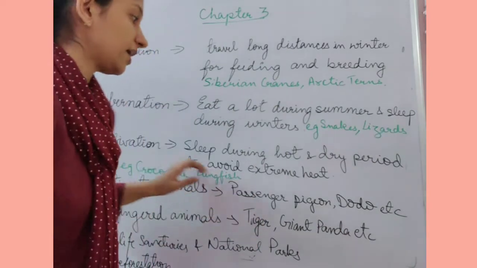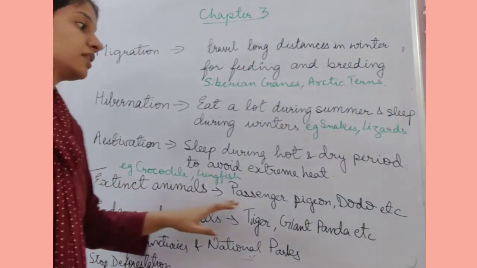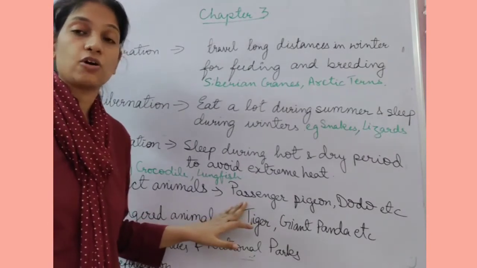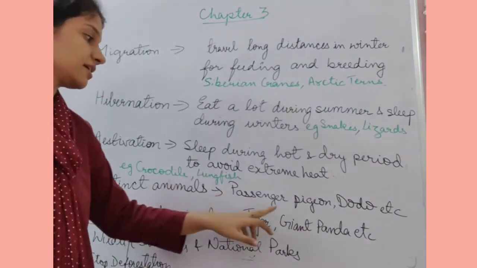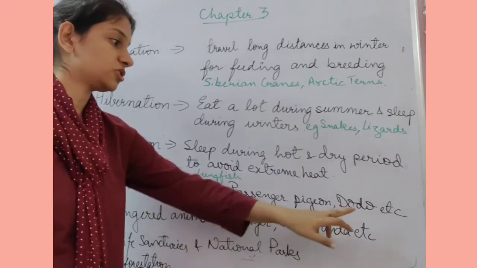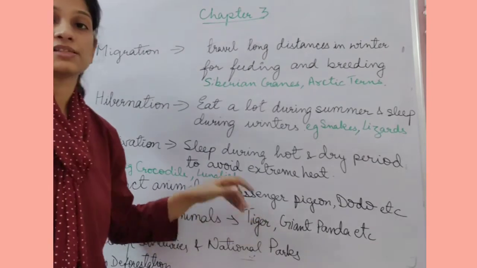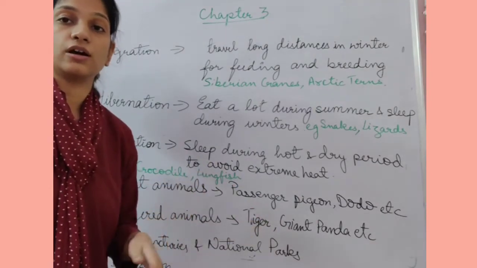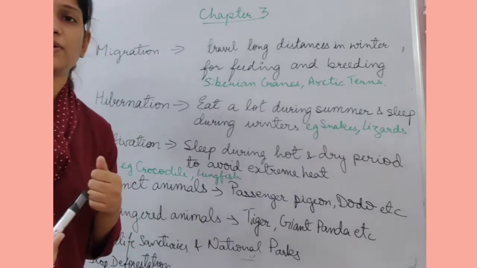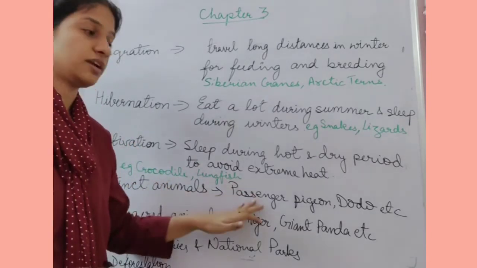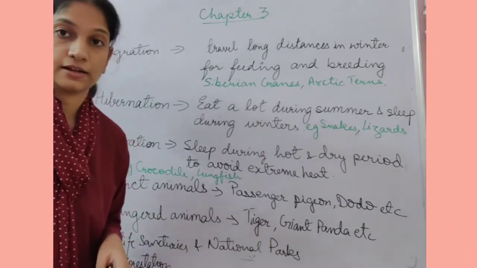Some animals have actually become extinct from our planet. That means they no longer exist on our planet, but they used to. So, which animals are these? Examples are passenger pigeon and dodo. These are animals that used to exist on earth at some point of time, but due to human activities which were not favorable for their natural habitat, these animals have now become extinct.